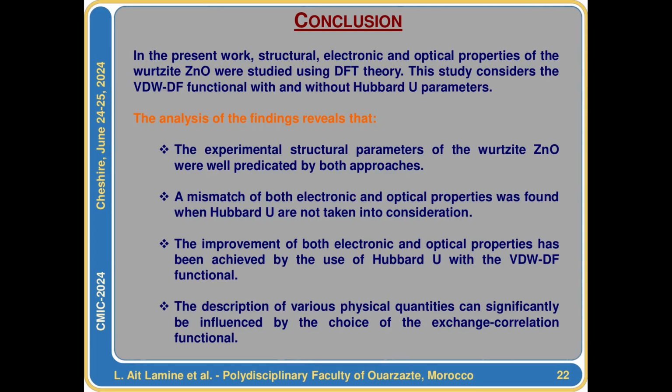As a conclusion, in the present work, DFT theory has been used to study structural, electronic, and optical properties of wurtzite ZnO by considering VDW-DF functional with and without Hubbard U parameters. The analysis of the obtained results showed that the experimental structure parameters were well predicted by both approaches. A mismatch of both electronic and optical properties was found when Hubbard U is not taken into consideration. The use of Hubbard U parameters has led to an improvement of the description of both electronic and optical properties.